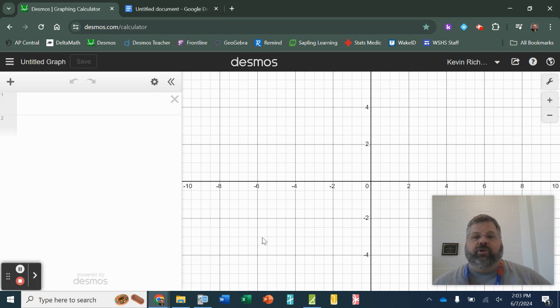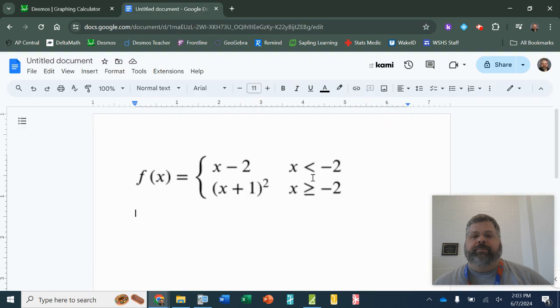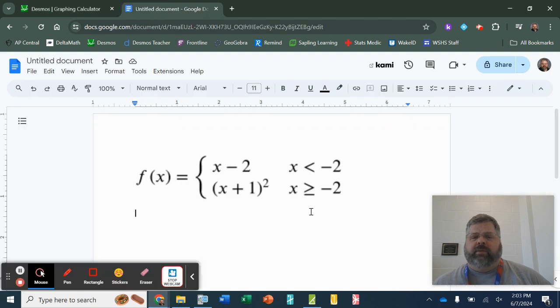All right, Joshua, I'm going to show you how to graph a piecewise function in Desmos. I just made a quick piecewise function up, and here it is. I'm going to show you how to graph this one in Desmos so you can see what the graph should look like.